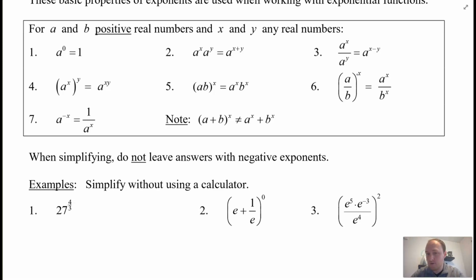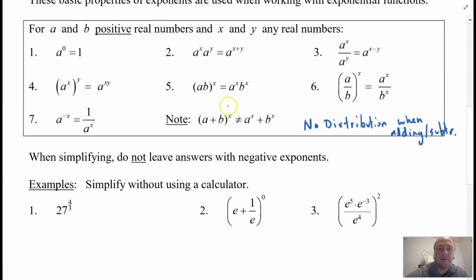When can you not distribute? You cannot distribute if you are adding or subtracting. So no distribution when adding or subtracting. I've talked about this before this semester. An example of this would be x plus 2 squared. That is not x squared plus 4. Actually, I'm going to erase that. Do not write that down. Just note that that's not the case.